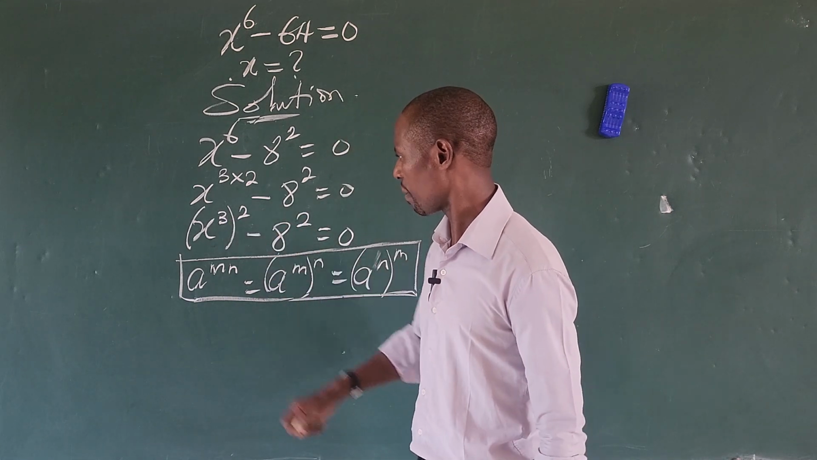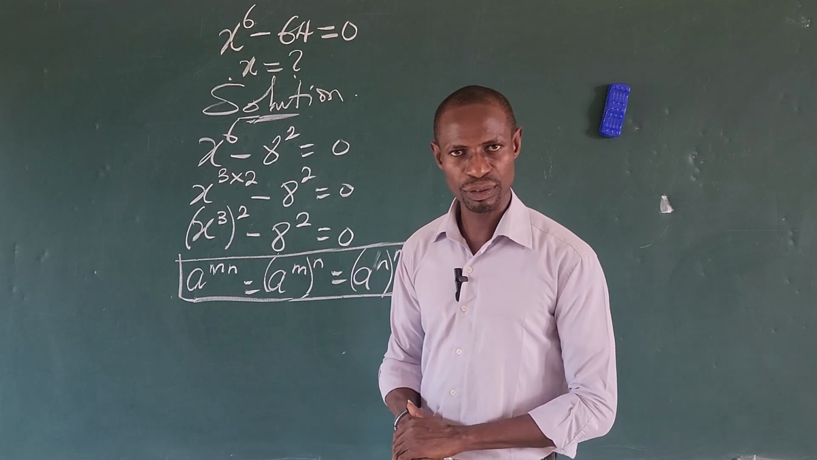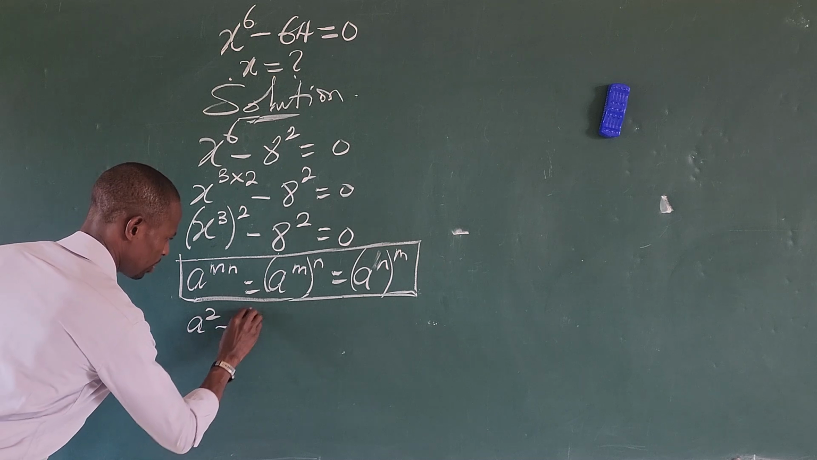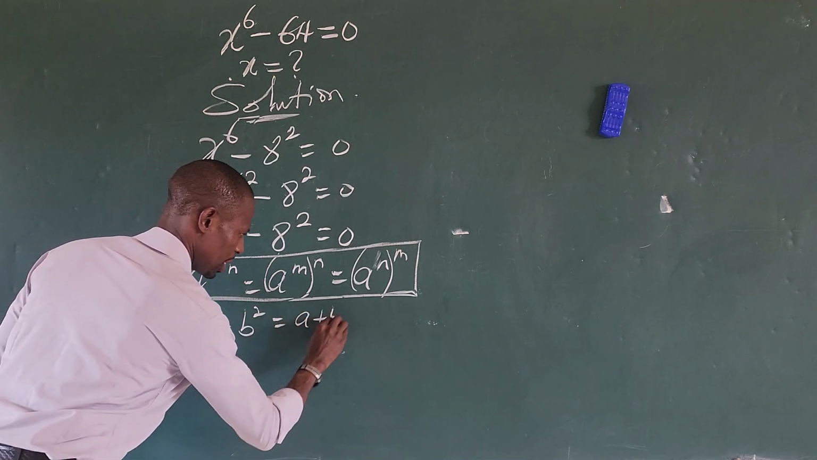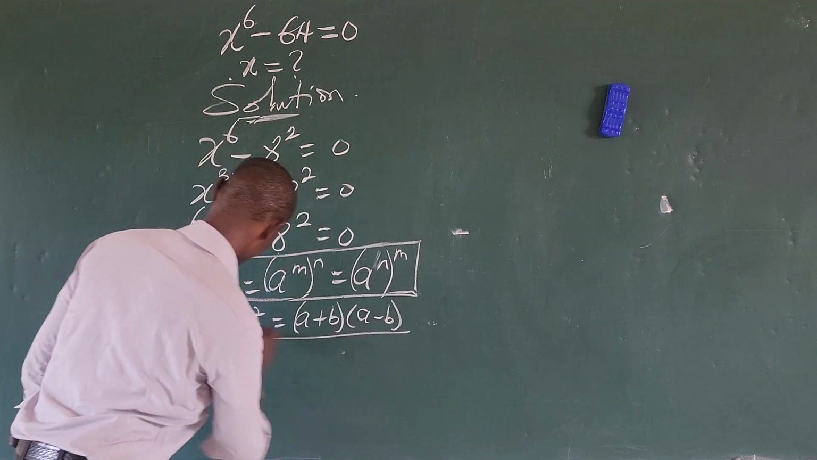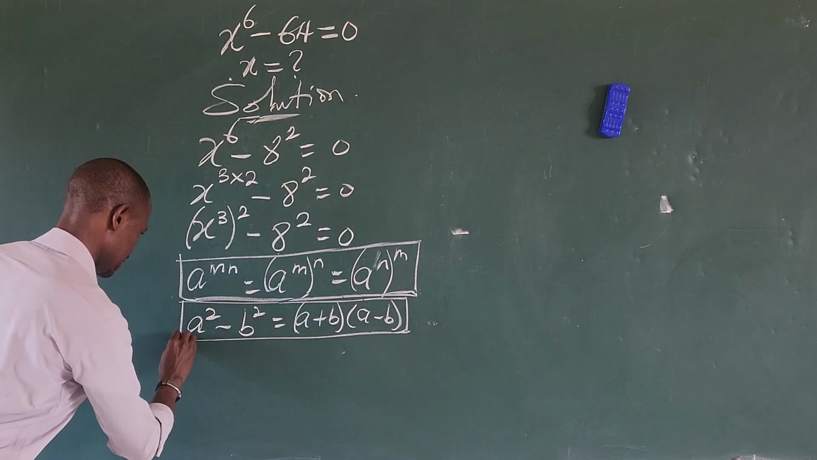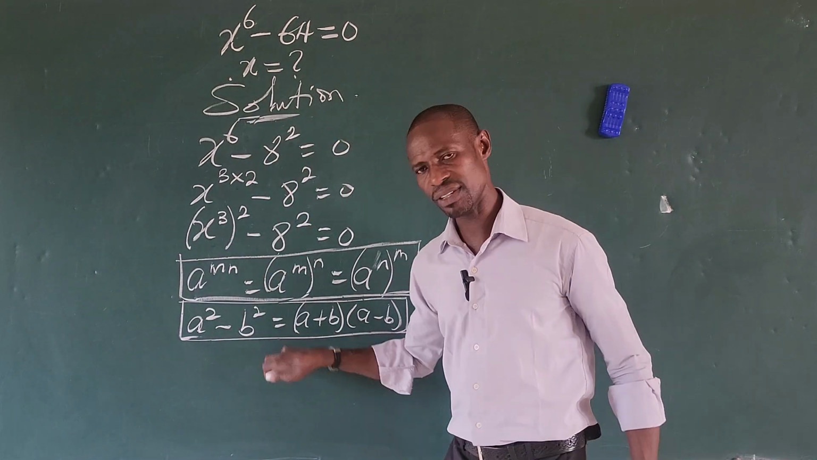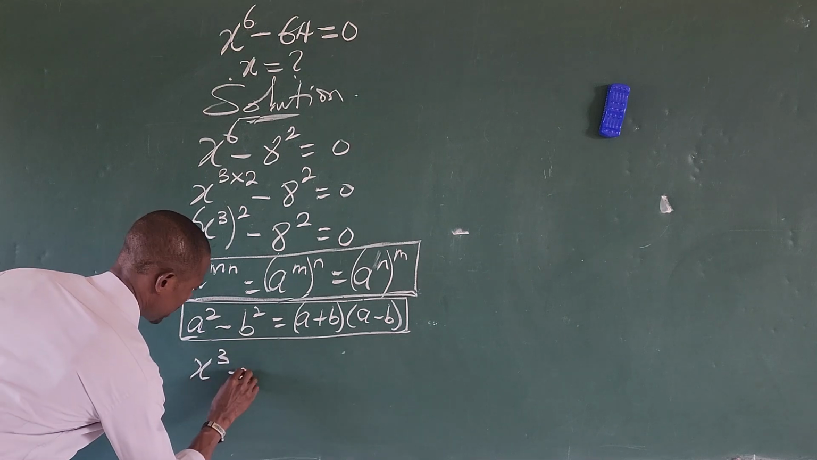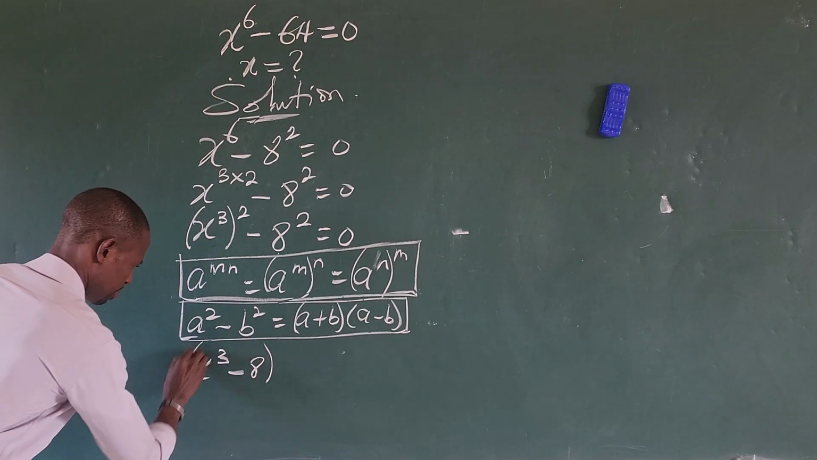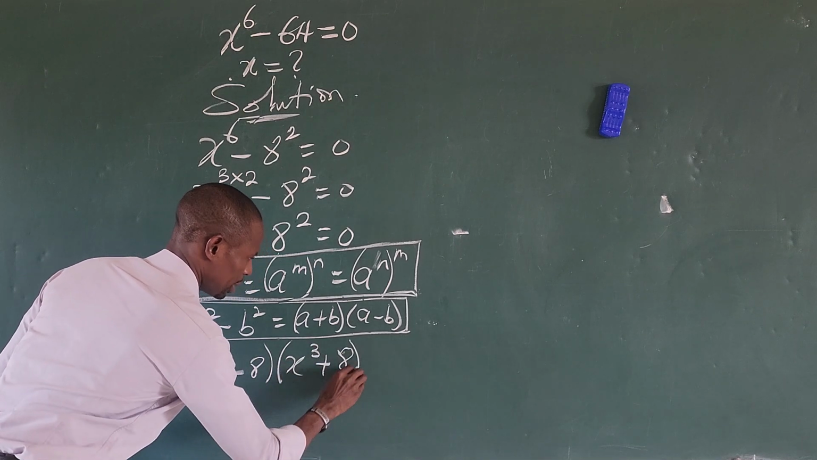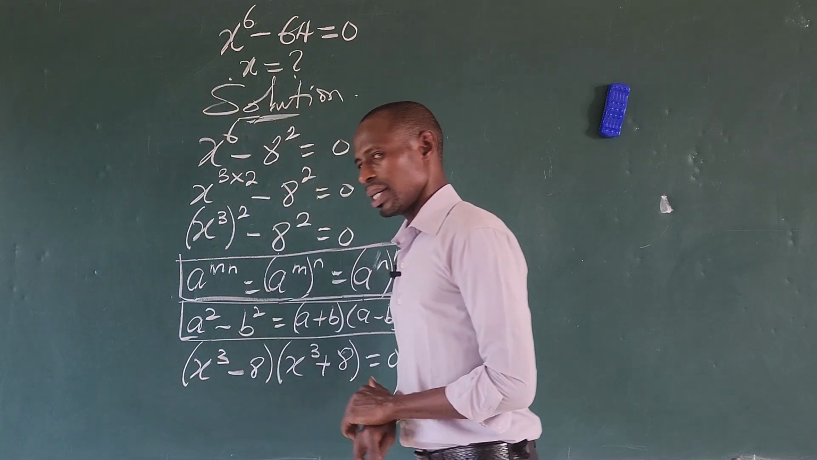Here we have a minus this to the power of 2, this to the power of 2. So we can apply the difference of 2 squares. What does it say? It says that if you have a to the power of 2 minus b to the power of 2, this is equal to (a plus b) times (a minus b). This is another special law that we're going to apply in solving this. So I want to write this expression in this format. Rewriting this gives us (x to the power of 3 minus 8)(x to the power of 3 plus 8) equal to 0. Are we in order?